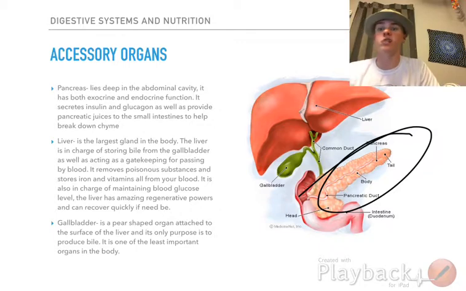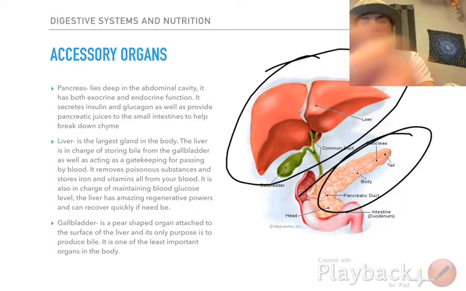And then the liver is the largest gland in the body. The liver is in charge of storing bile from the gallbladder as well as acting as a gatekeeper for passing blood. It removes poisonous substances and stores iron and vitamins from your blood. It is also in charge of maintaining blood glucose level. The liver has amazing regenerative powers that can recover quickly if need be. This is your liver. It looks like a big old baseball cap.